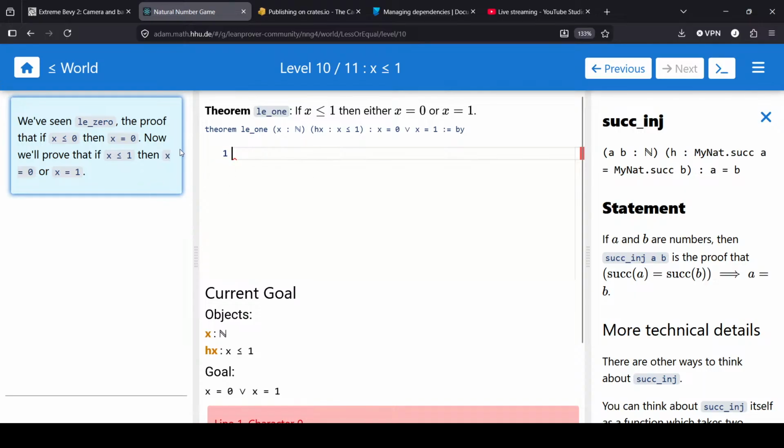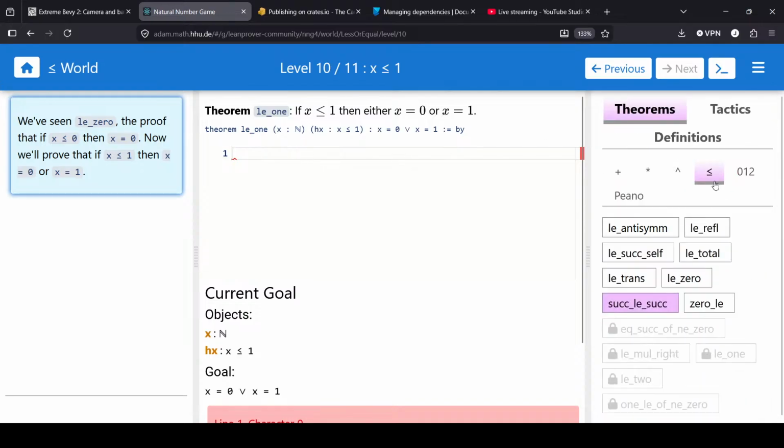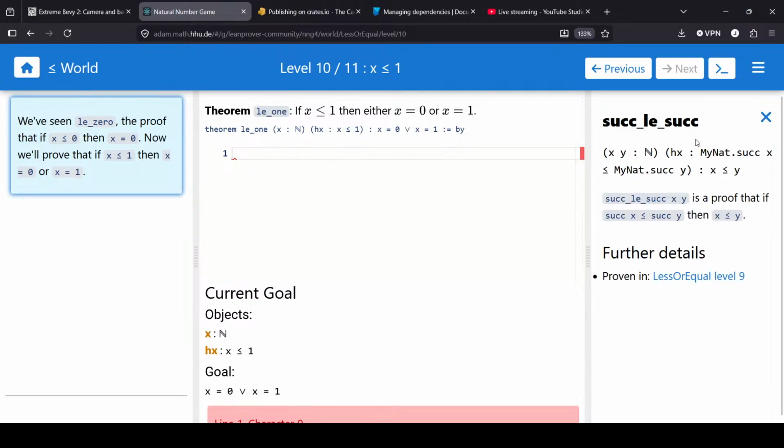We've seen le zero, the proof that if x is less than or equal to 0, then x equals 0. Now we'll prove that if x is less than or equal to 1, then x equals 0 or x equals 1. Okay, so they gave me a thing that they said would be very useful right here. So I need to use this at some point. I remember they said that this is useful, and it's going to be useful for the next level too.